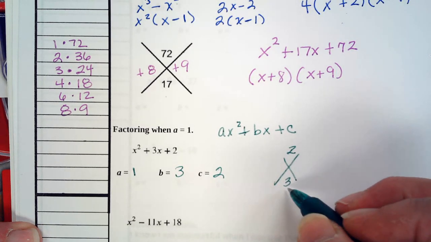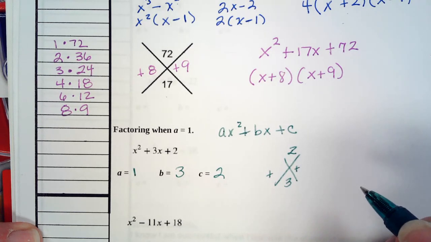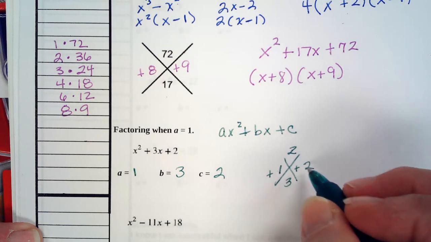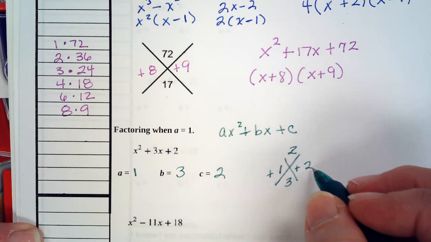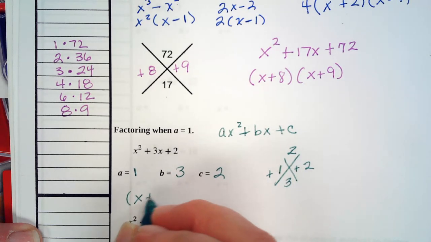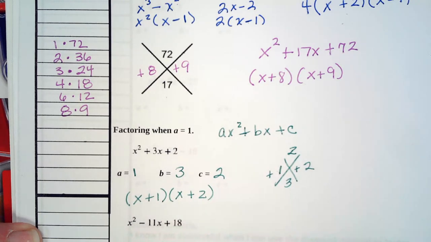So if we're looking at this, we know the factors of 2 that add up to 3, everything has to be positive. Well, there's only 2 factors of 2, that's 1 and 2. 1 times 2 is 2. 1 plus 2 is 3. So this factors to x plus 1 times x plus 2.